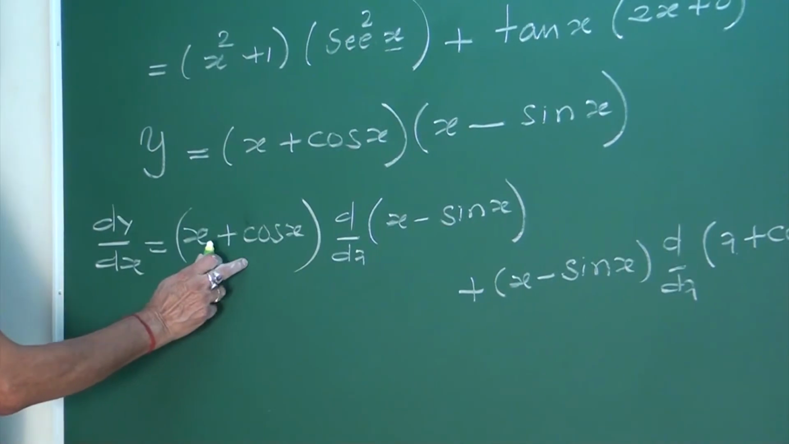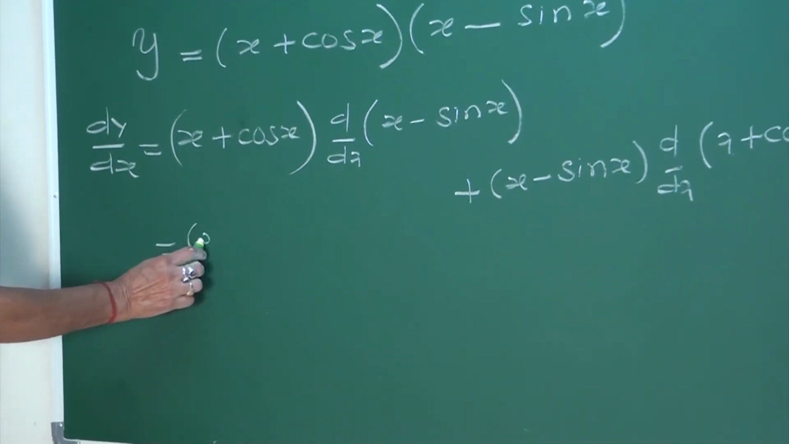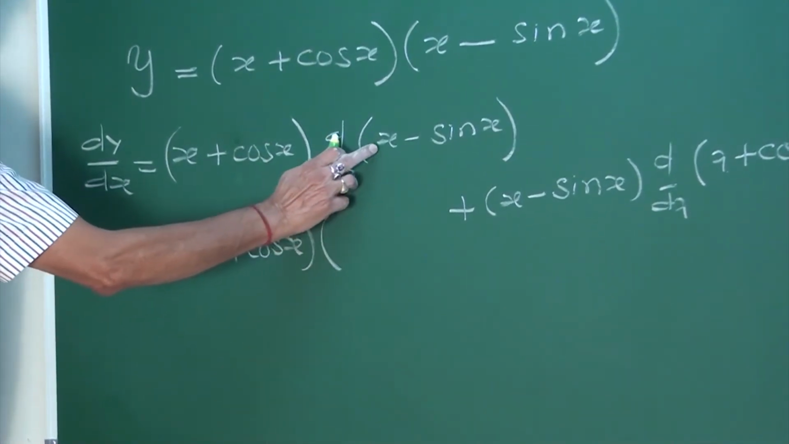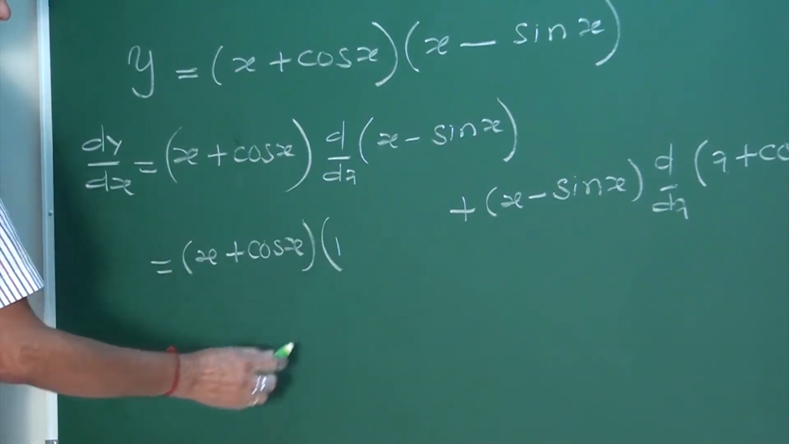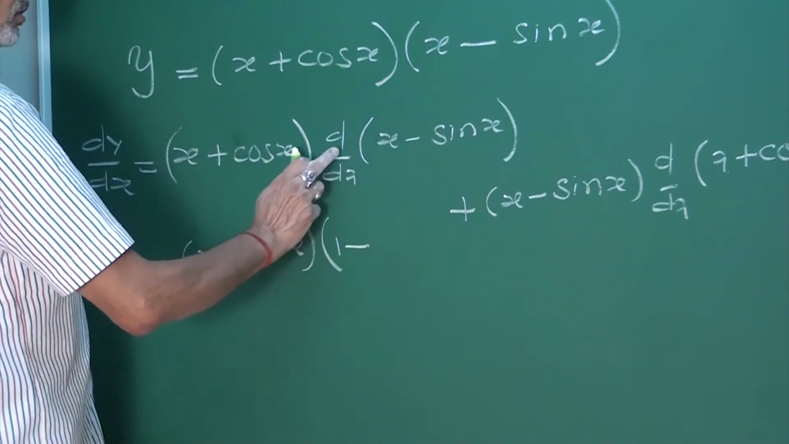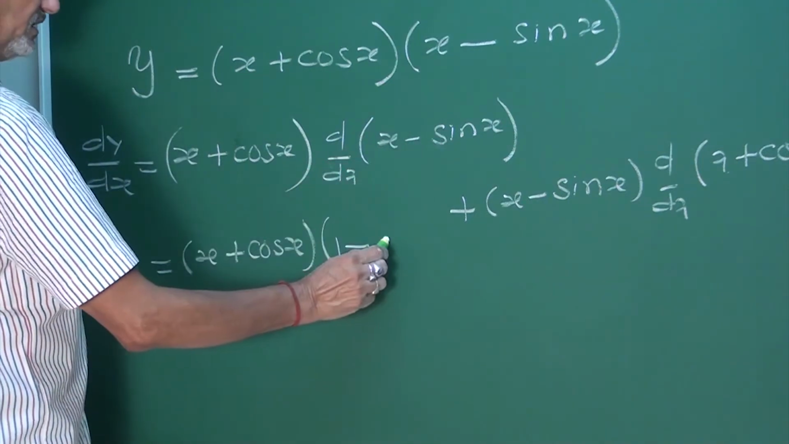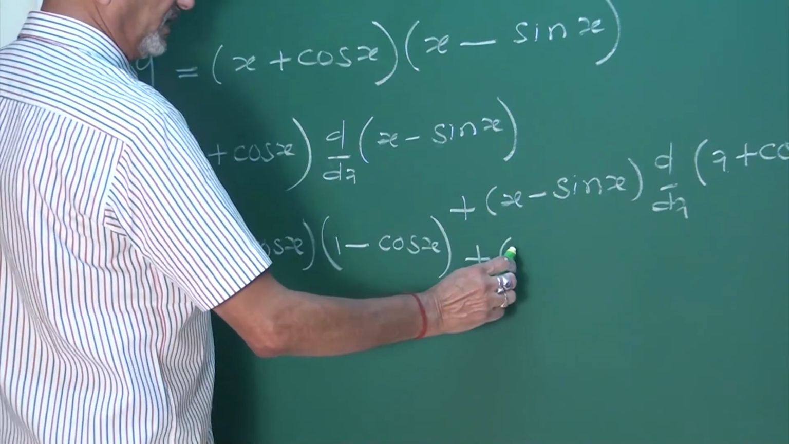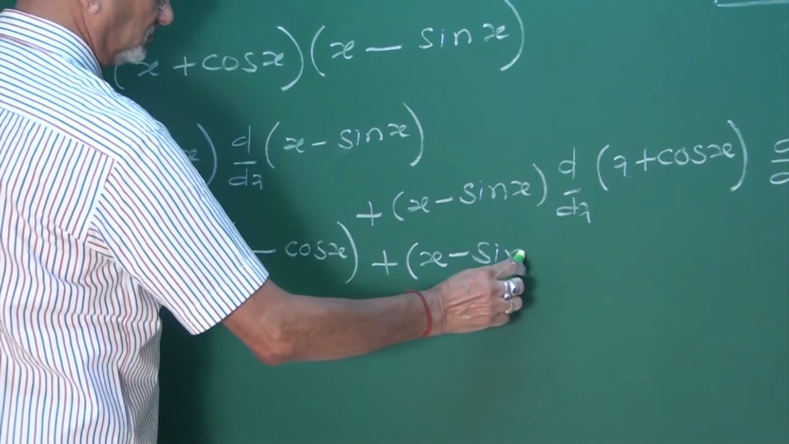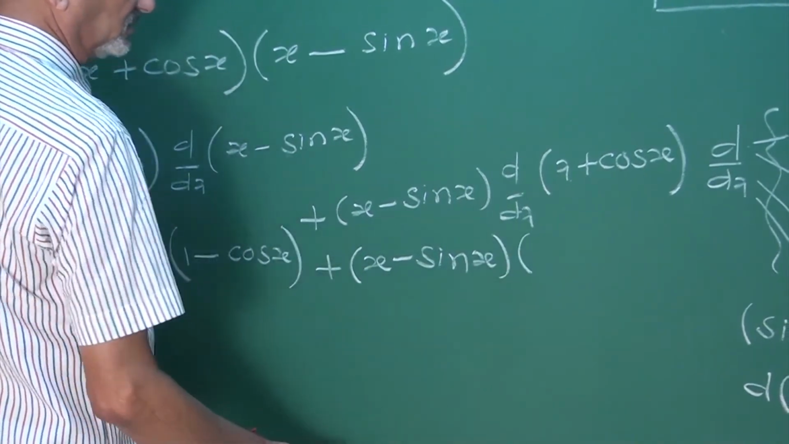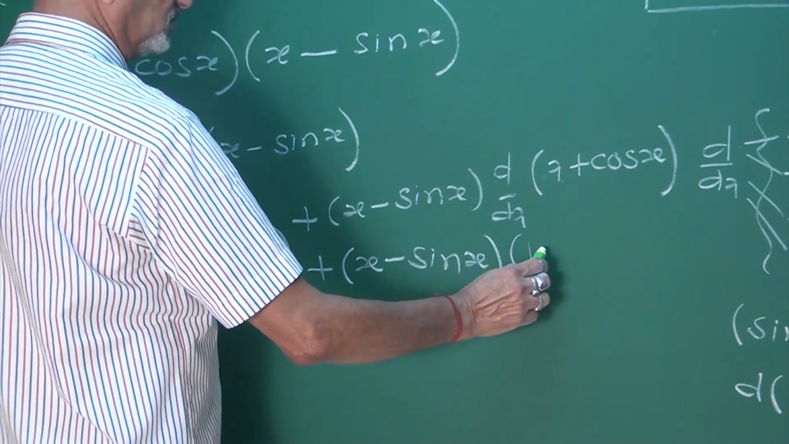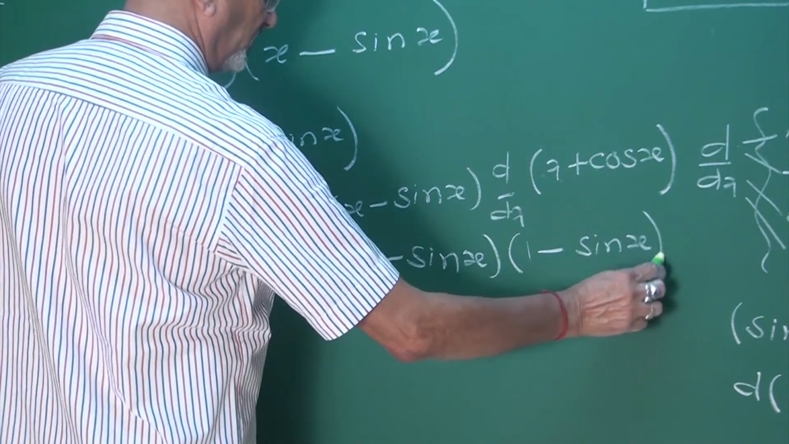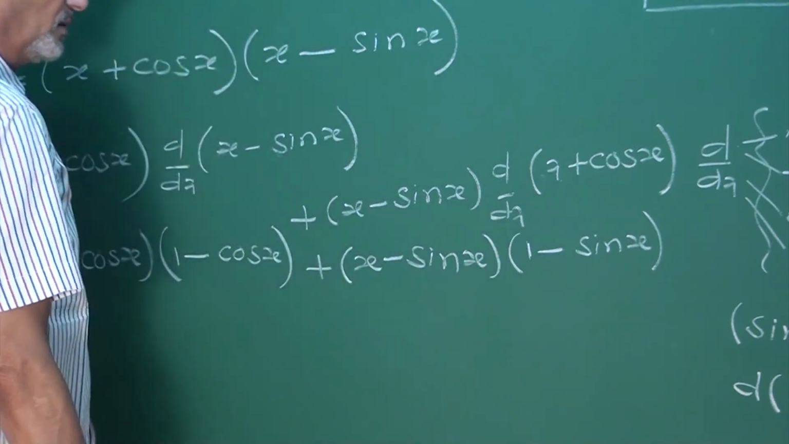It is as it is x plus cos x. Again use brackets. The derivative of x with respect to x is 1, minus the derivative of sine, which is cos x. Plus you write as it is x minus sin x into the second bracket. The derivative of x is 1, the derivative of cos is minus sine. This is 1 minus sin x.